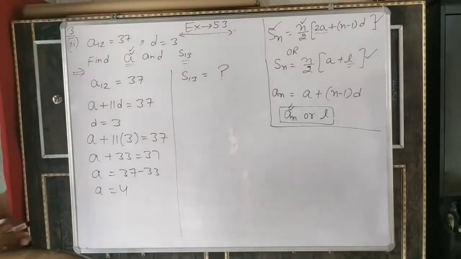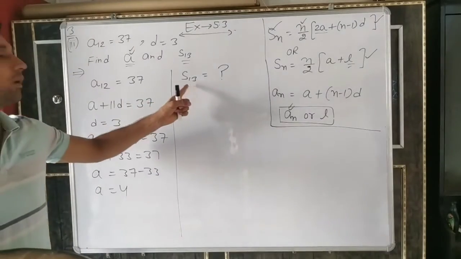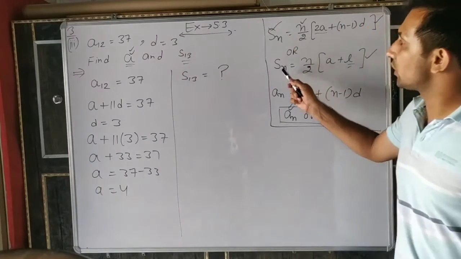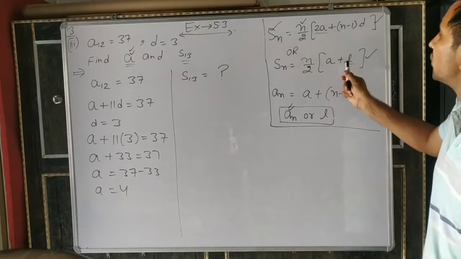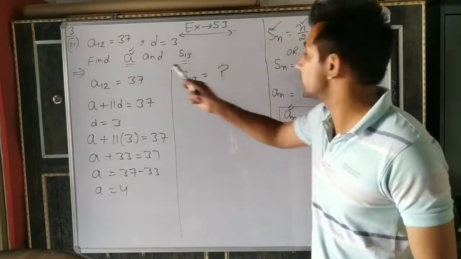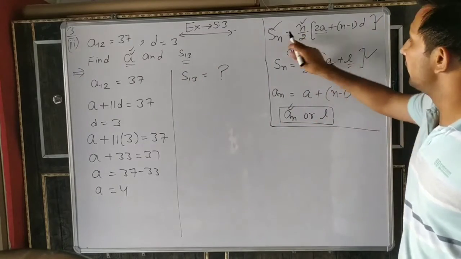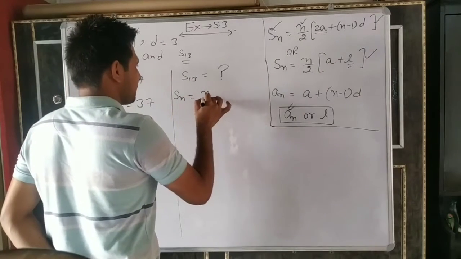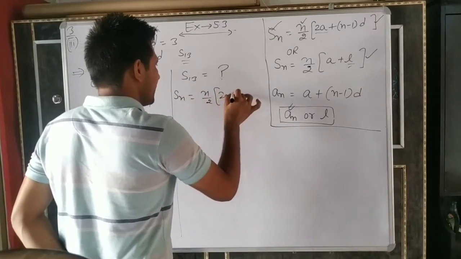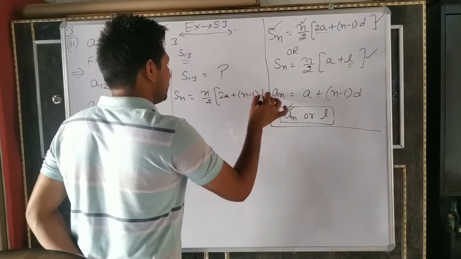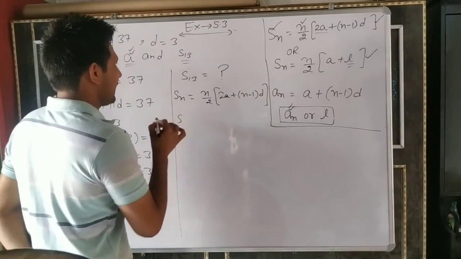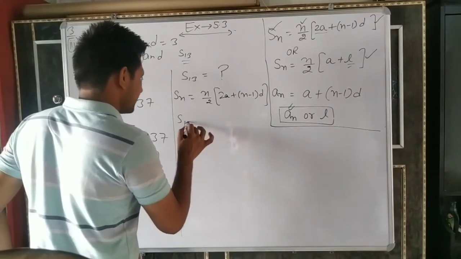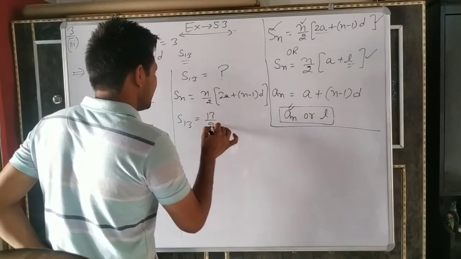If you want to find S13, what will we write? So we will write the formula. Which formula will we use, this one or this one? We will use this one because we don't know what the last term is. Okay, so we know Sn equal to n upon 2 bracket 2a plus n minus 1 into d. We want to find S13, so in place of n is 13. So 13 divided by 2.